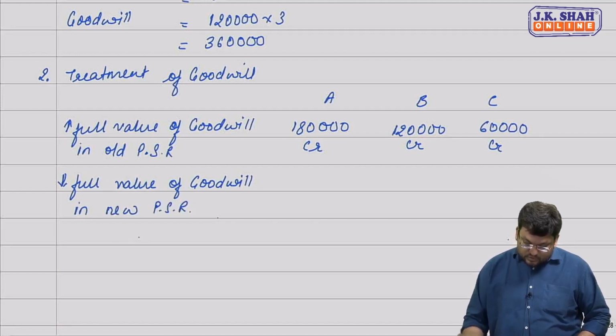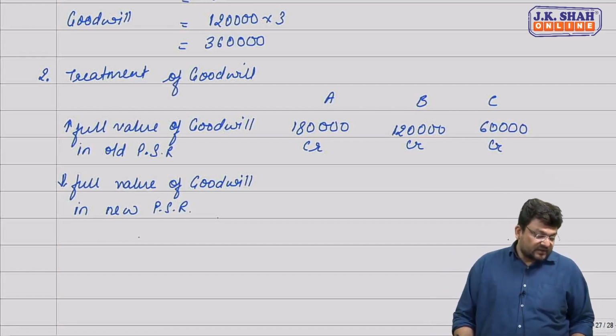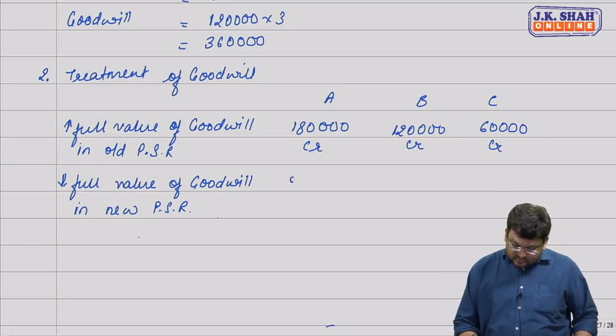What is their new ratio? Not given, sir. If new ratio is not given, we'll take it equal to old ratio. जितना old ratio था वही उनका new ratio है. That is 3:1, sir. So 2,70,000 and 90,000.